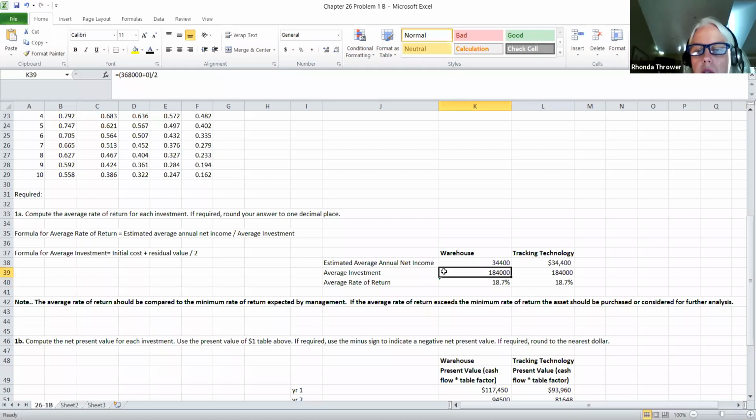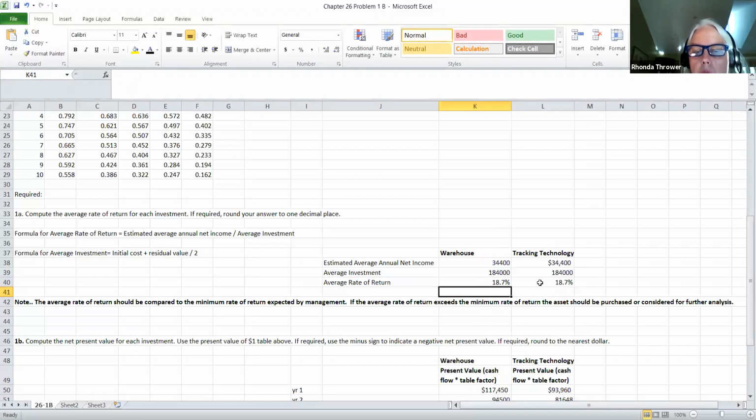And if you click on this, you can see up here in the formula bar how I got that. So this 368,000 is the initial cost plus 0 for the residual value divided by 2 is your average investment. Once you know the estimated average annual income and the average investment, you can find your average rate of return on your investment. You simply divide the annual net income by the average investment, and that will give you 18.7%.